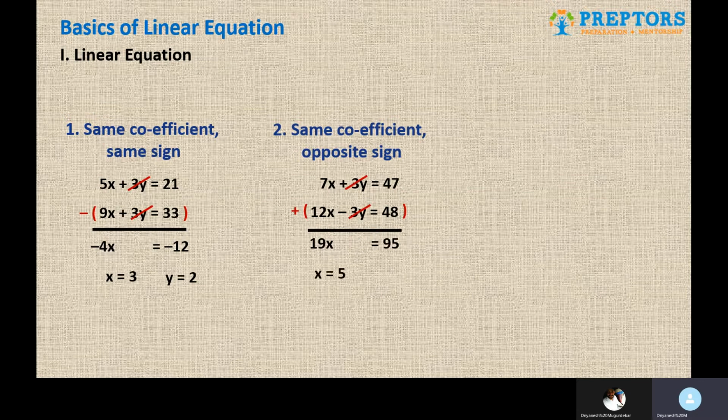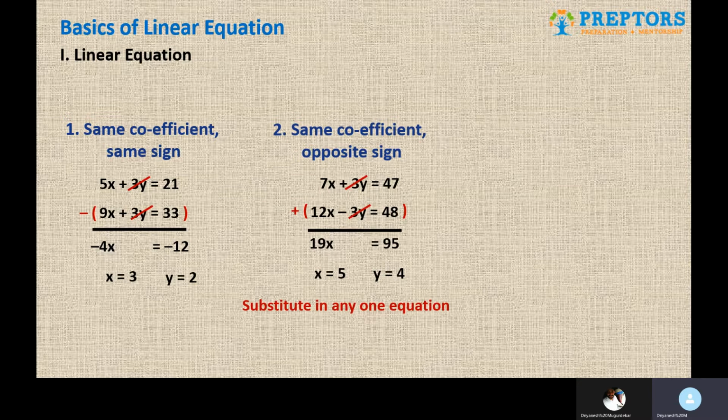You substitute that value of x in any one of the equations and you get the answer for y. So the process to solve same coefficient, opposite sign is to add both the equations. This is the second scenario.